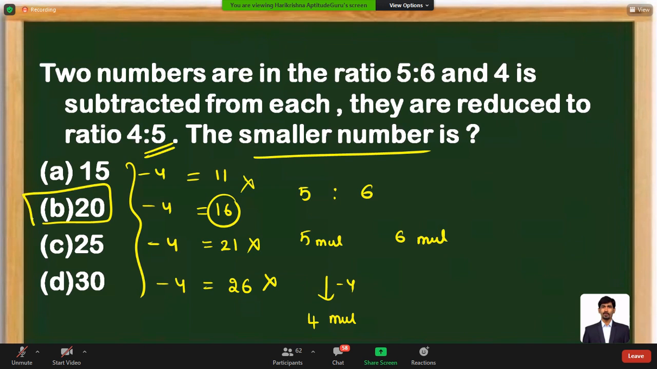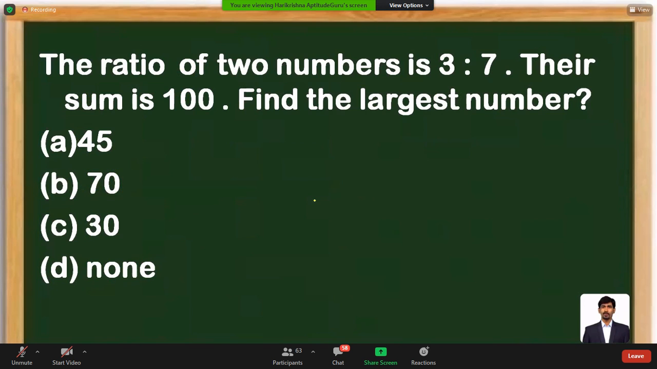Look at the next question available on the screen, which is related to the similar.